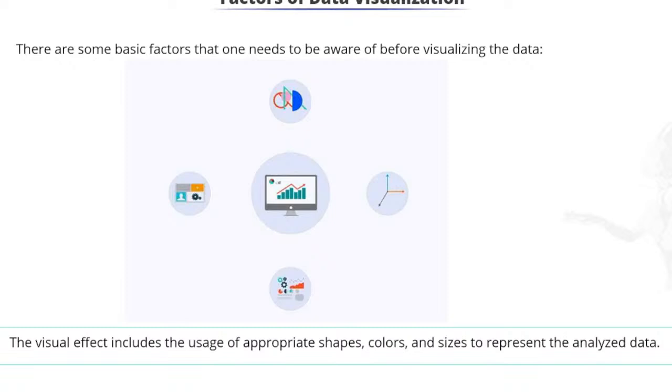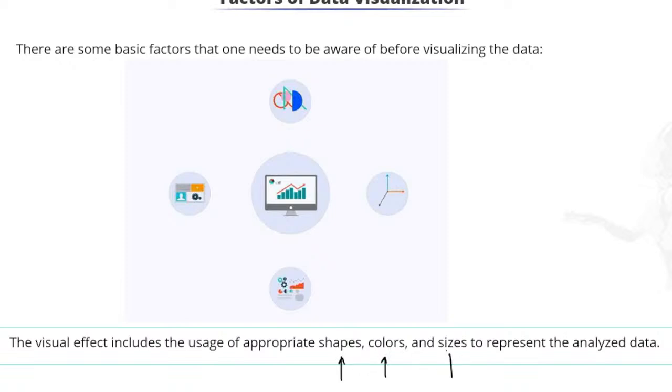The basic factors that one needs to be aware of before applying the visualization of the data are visual effects. Visual effects include the use of appropriate shapes, colors, and sizes to represent and analyze the data. We will discuss it. We can control the shape, the size of the plot, and the color of the plot.